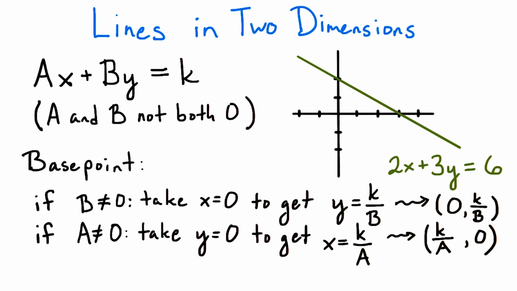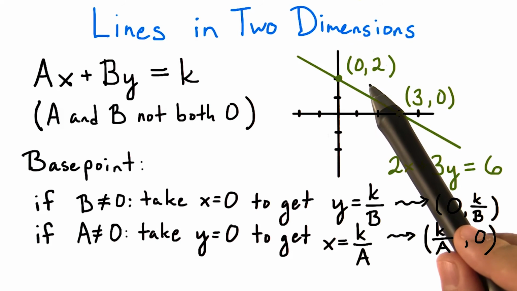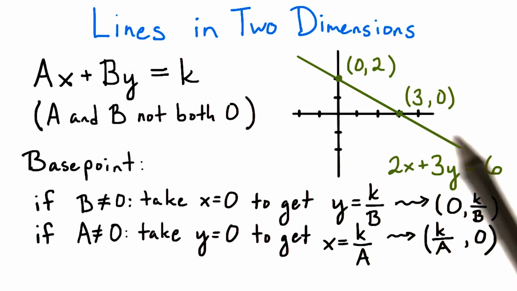On the other hand, if b does equal 0, then a will not be 0. Let y equal 0 in this case. Solving for x gives us x equals k over a. So a base point will be k over a, 0. So for this example here, two possible base points would be 0, 2, and 3, 0. Now let's think about the direction vector.